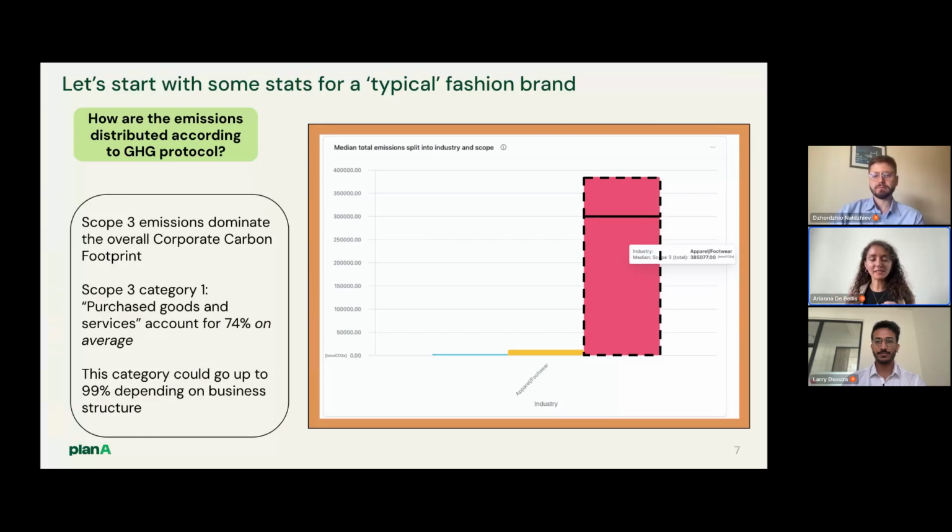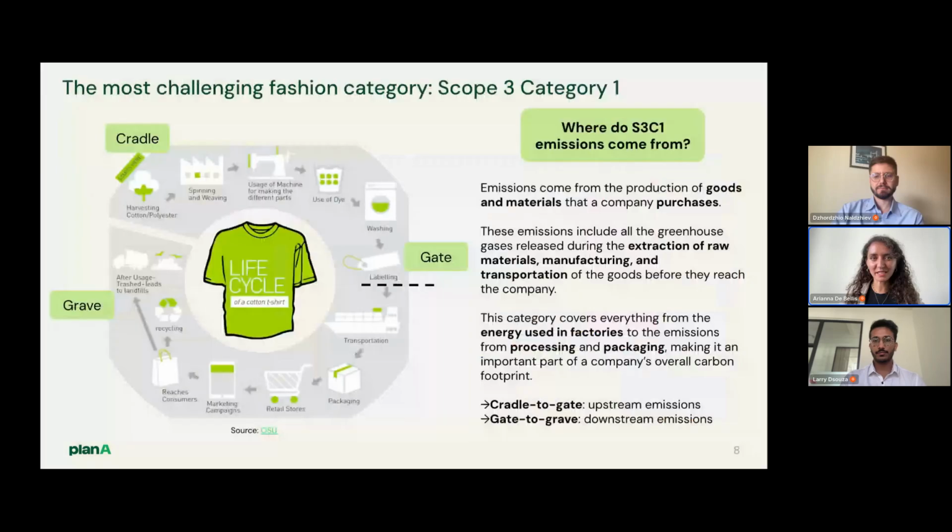This does not mean that these categories are not important, but it helps us understand why most fashion brands focus a lot of their effort and resources on assessing Scope 3. If we zoom even further into the Scope 3 subcategories, the proportion of these emissions is dominated by category 1, the purchased goods and services. For the typical fashion company, these emissions would be around 74% of total Scope 3 emissions, but could also go up to 99% of Scope 3, depending on how the business is structured. This is why we think it's very important in this class to dive deep into what this means.